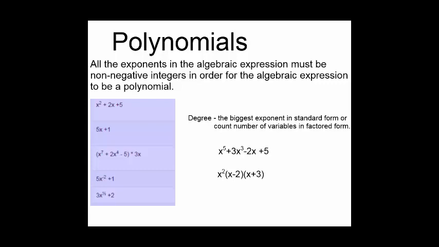Hello everybody. Today we're going to be talking about polynomials and how we can get some basic ideas of their shapes and how they look and where they cross the x-axis. Right, so a polynomial is just an algebraic expression where all the exponents have to be non-negative integers in order for it to be considered a polynomial.